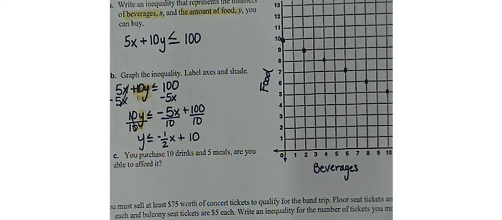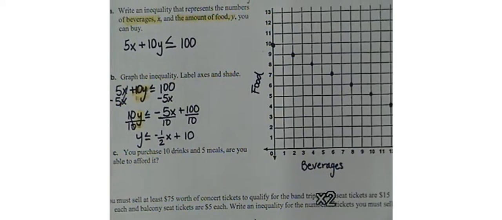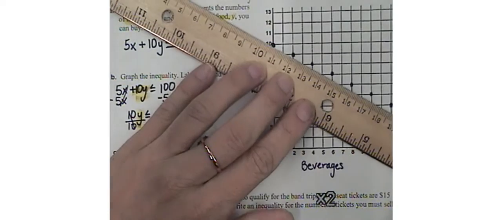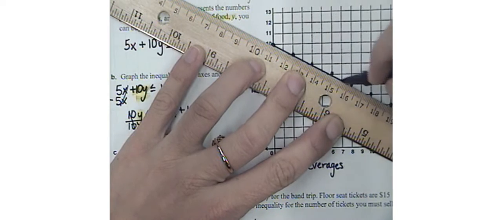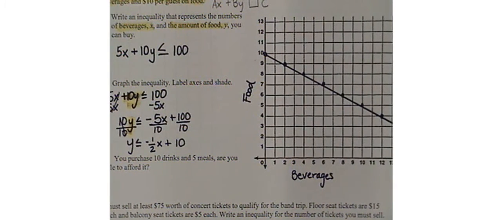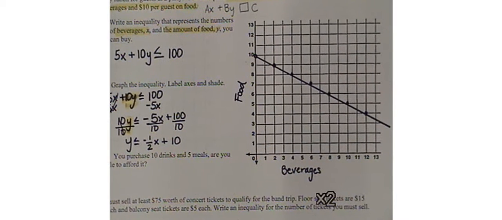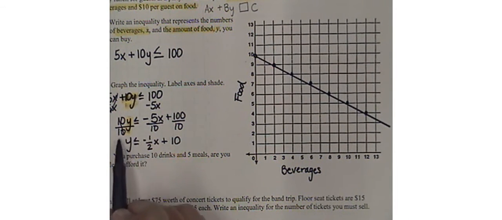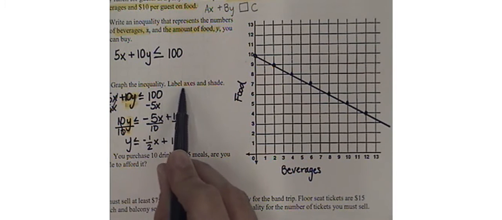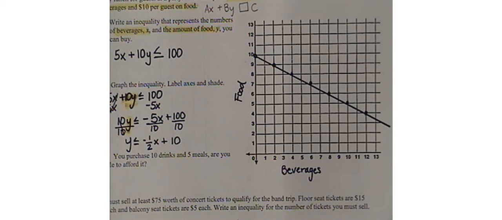And then it's a solid line, right? So we're just going to take our ruler and connect it with a solid line. So I've graphed this. I've labeled my axes, but I have not shaded yet.